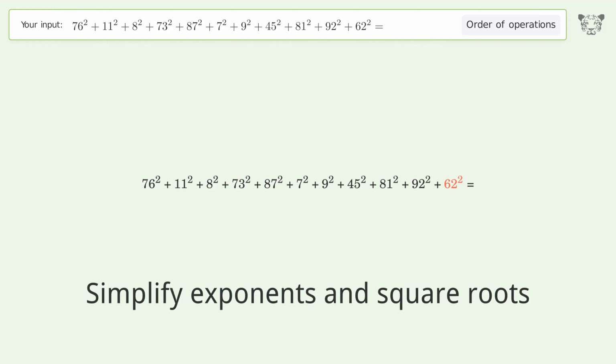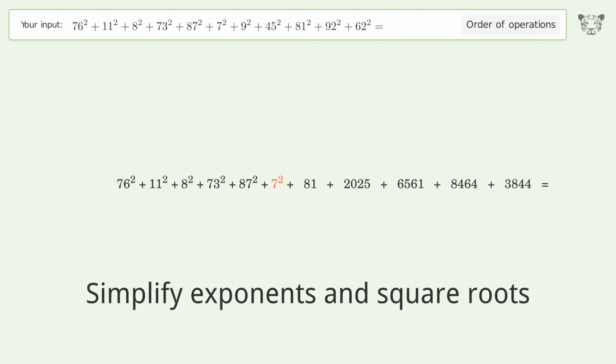62 to the power of 2 equals 3844. 92 to the power of 2 equals 8464. 81 to the power of 2 equals 6561. 45 to the power of 2 equals 2025. 9 to the power of 2 equals 81.